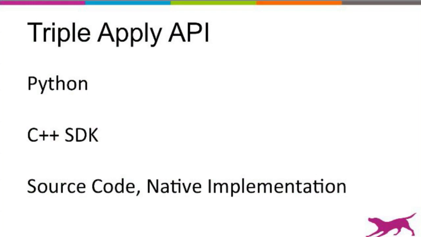So today, the triple apply function can be used on multiple levels. If you're doing a simple prototype, you can write a triple apply function in Python and try it on a reasonably large graph on your laptop. If you care about performance, you can use our C++ SDK to write a triple apply function in C++. Also, if you look at our source code, all the graph analytics algorithms are implemented using the triple apply function. So it is pretty powerful to capture a wide range of graph analytics algorithms.